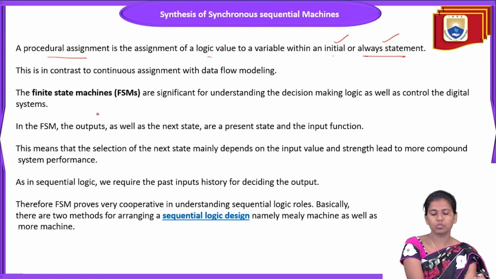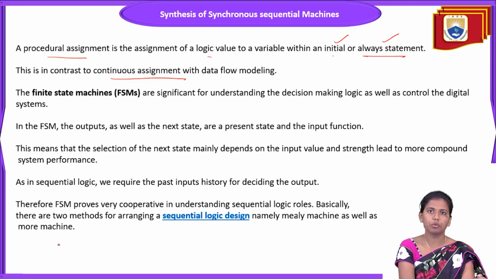This is in contrast to continuous assignment within data flow modeling. So we have different types of assignment statements: procedural and continuous. The continuous assignment statement is a bit opposite to the procedural assignment statement. The procedural assignment statement consists of the declaration of the input and output, and the mechanism that you are following should be in between the initial or always statement. Whereas the continuous assignment statement doesn't need that. So they are a bit opposite to each other.